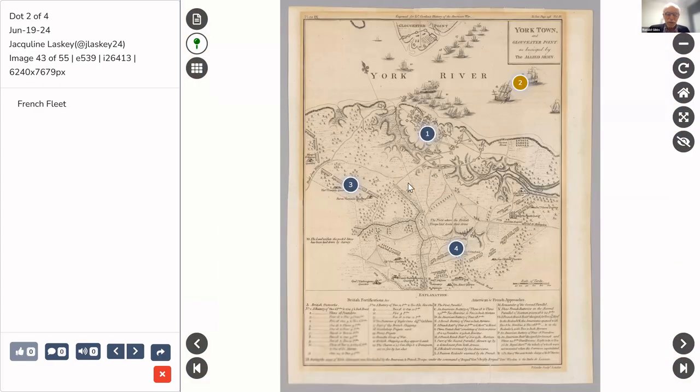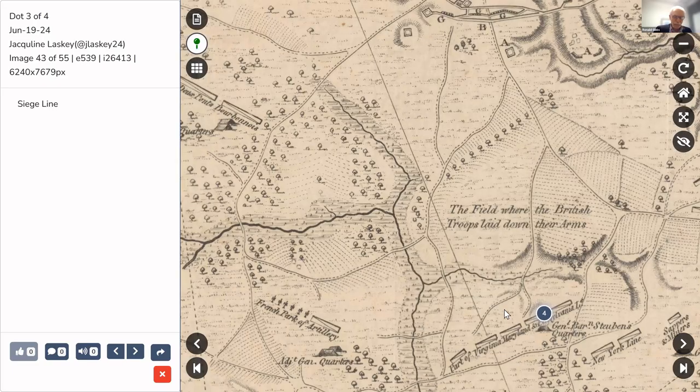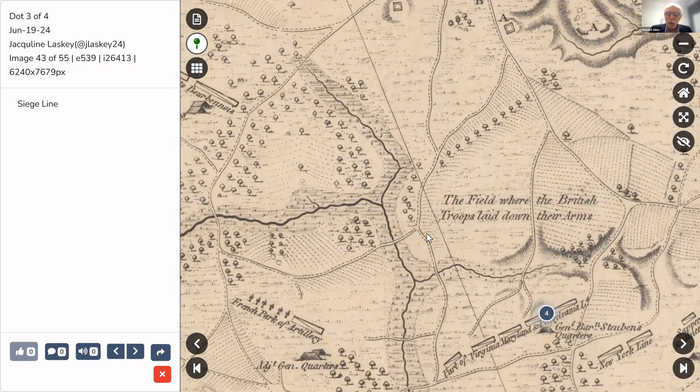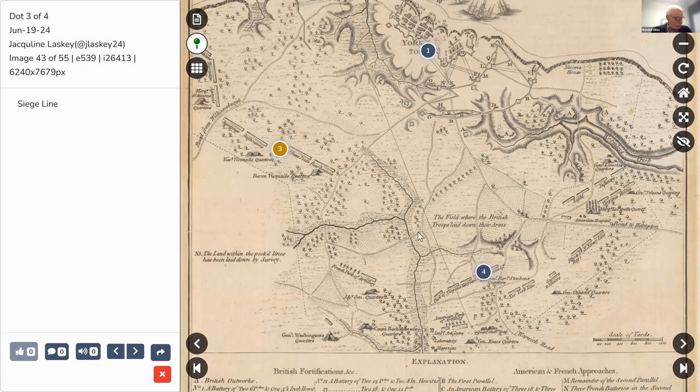Dot number 3 shows the French siege position initially, and dot number 4, the American siege lines. The British have no hope of getting help. They are suffering from bombardment from the American and French artillery, and they too surrender. They surrender in October 1781. This is the second entire British army to surrender.